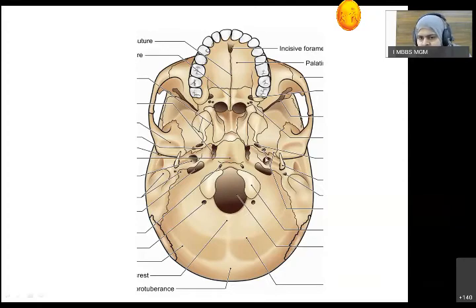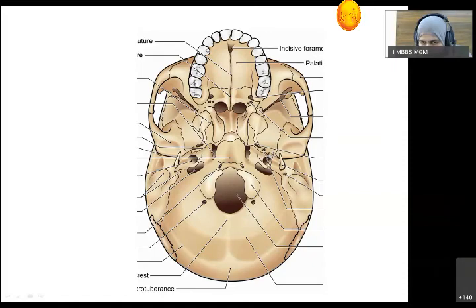Then we have seen that along the junction of the posteromedial border and the posterolateral border of the infratemporal surface, there is a projection known as the spine of sphenoid. This spine of sphenoid is related to two important nerves: medially the auriculotemporal nerve and laterally the chorda tympani nerve, which give secretomotor fibers to the parotid, submandibular and sublingual glands. So injury to the spine will lead to loss of salivation, due to damage to these two nerves.